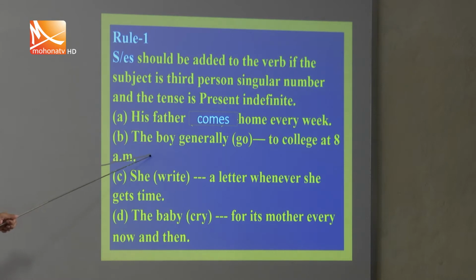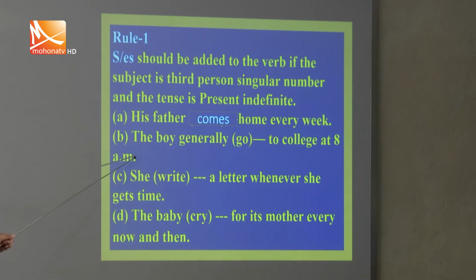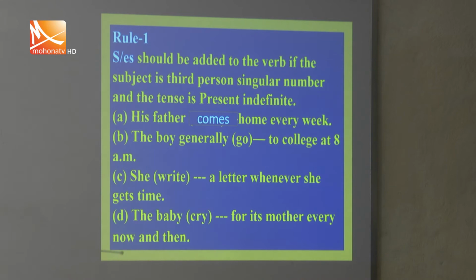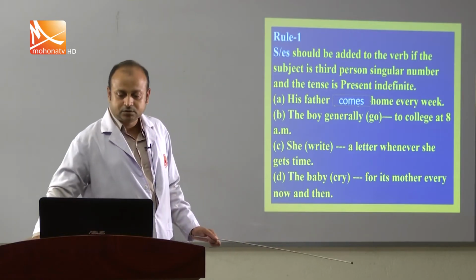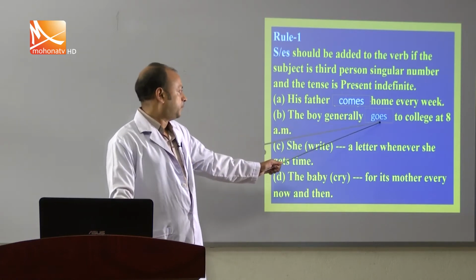In the next sentence, the boy generally go to college at 8 a.m. So, generally is an indication of present indefinite tense and the subject here we found the boy. So, this is third person singular number. So, the correct form of the verb will be goes, my students. So, goes will be its correct form.